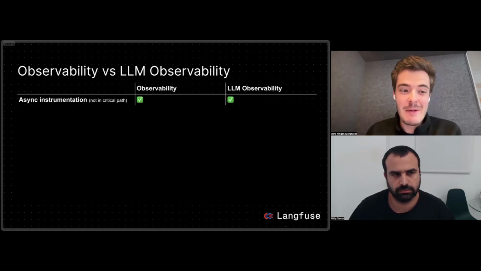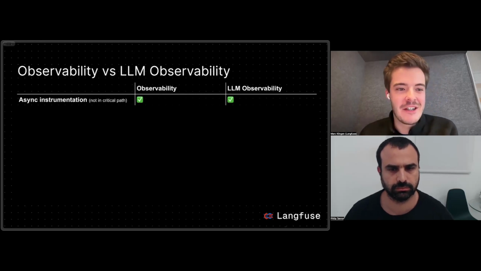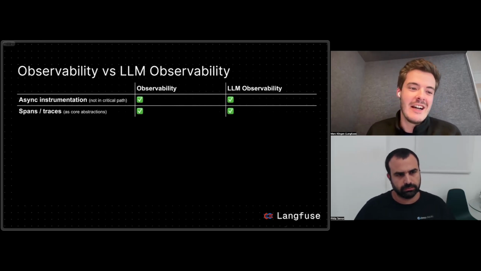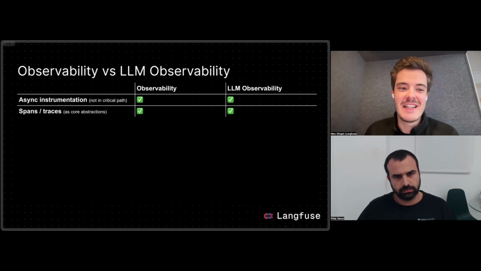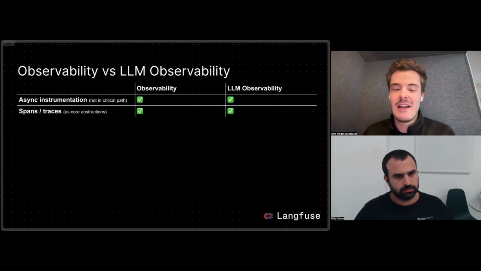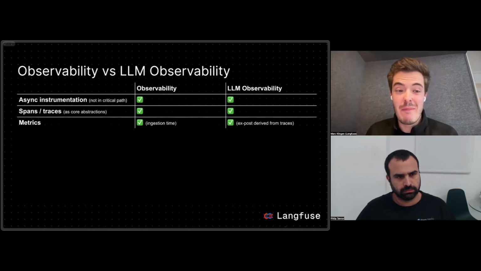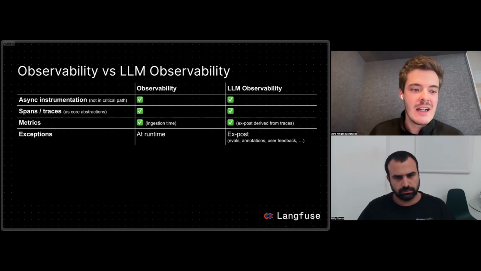What's similar is you want fully async instrumentation. It shouldn't be in the critical path. You want spans and traces as a core abstraction. As said, it really maps well to these complex multi-step systems. Then you have metrics that are derived or ingested. In LLM observability, many of them are derived ex post from the traces. So if you run eval runs, you don't know them while ingesting the data.